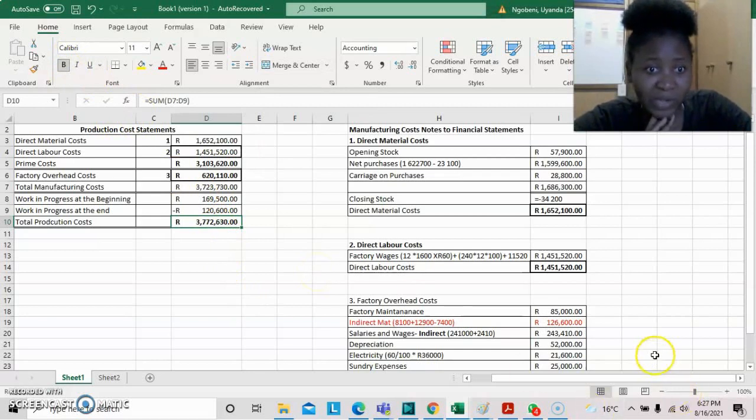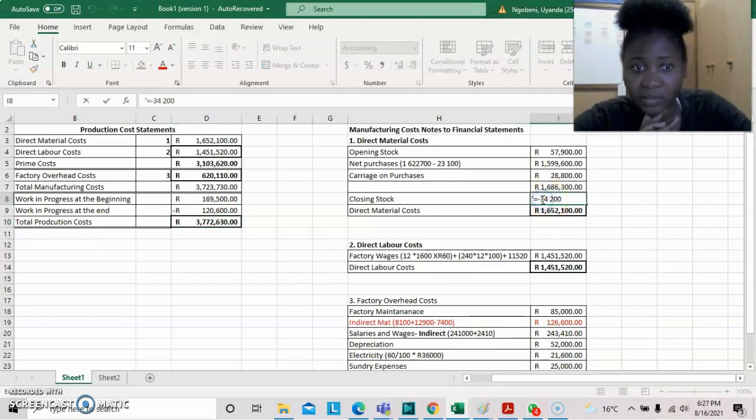I hope these explanations were a bit helpful to some extent. I'm going to fix this one. I think I figured out how to do it. Don't worry, the figures are correct. I'm just correcting certain things on my spreadsheet.